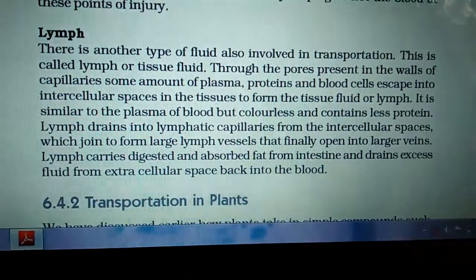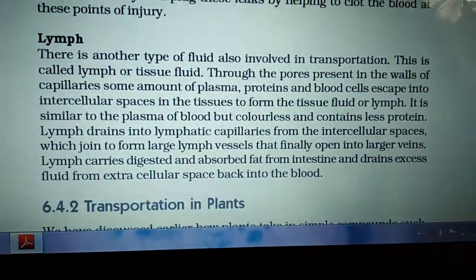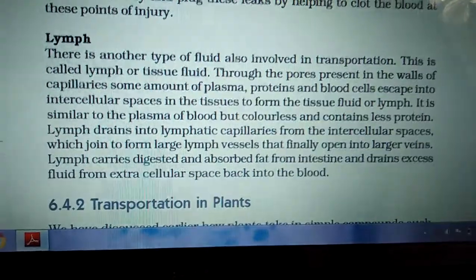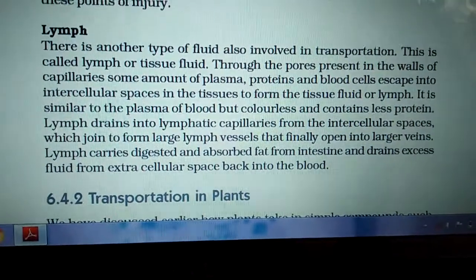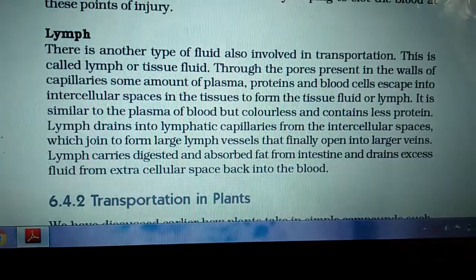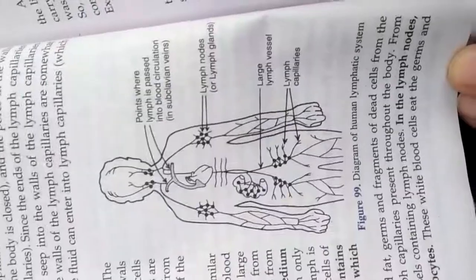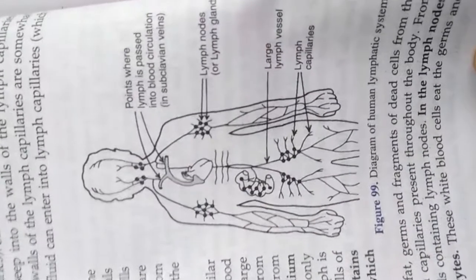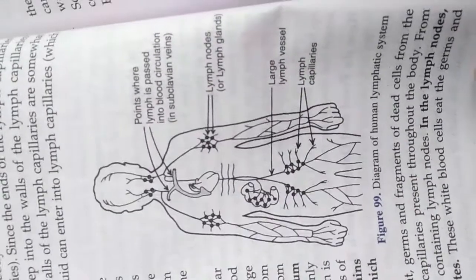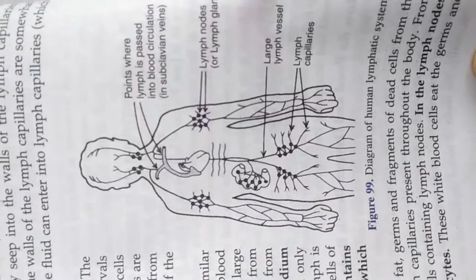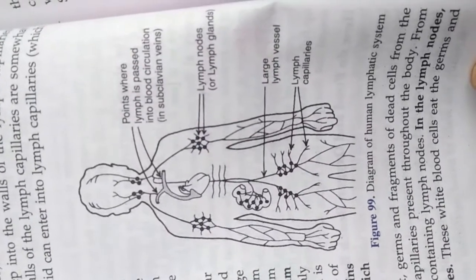We say blood flows from the heart to body parts and from body parts to the heart, so blood flows in both directions. But lymph is unidirectional. Here we have the diagram of the lymphatic system in the human body. Now see, lymph passes through various parts of the body.